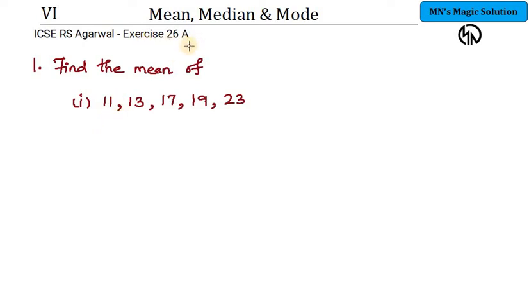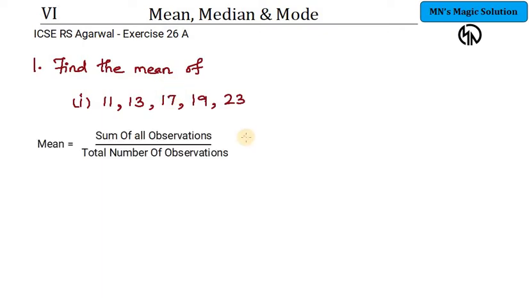Exercise 26A deals with calculating mean. Question number 1. Find the mean of the given data. They have given you some specific number of data. So how will you find the mean? What is the formula for finding mean? Mean is equal to the sum of all observations divided by the total number of observations.